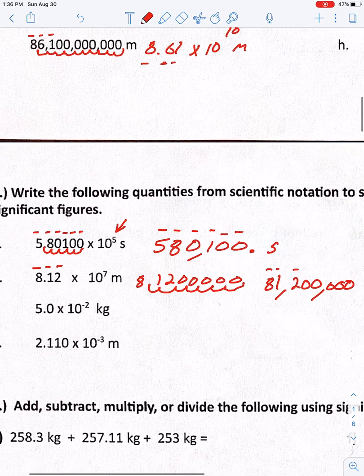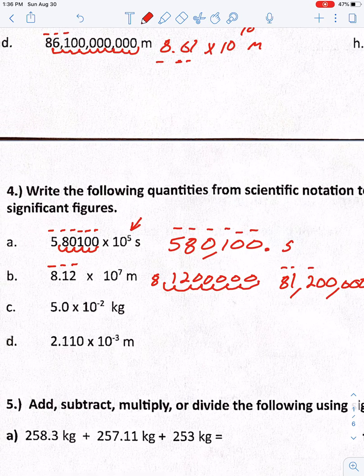Okay. Letter C, I have 5.0 times 10 to the negative 2. So I have 2 significant figures. And a power of negative 2. So that means it's a small number. So the decimal is going to go to the left. So we're going to go over 1, 2. Decimal is here now. So 0.050 is going to be my answer. So I kept that 0 in there because it was significant to start with. Kilograms.